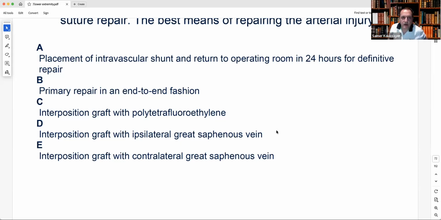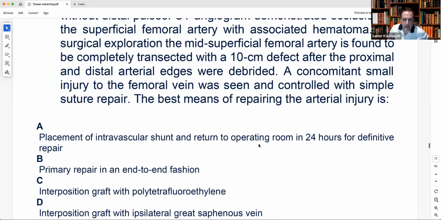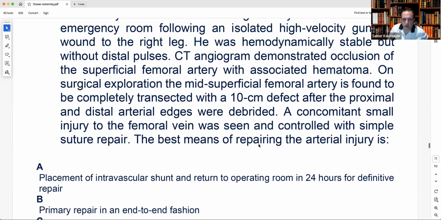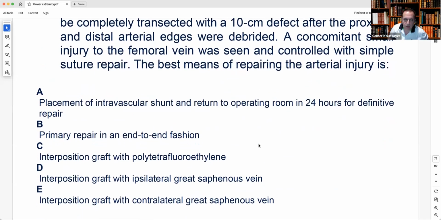Okay. First, again, Osama, we're not here to answer a question. We want to learn, okay? So we have to take them one by one and see why you're right, why it's wrong, okay?